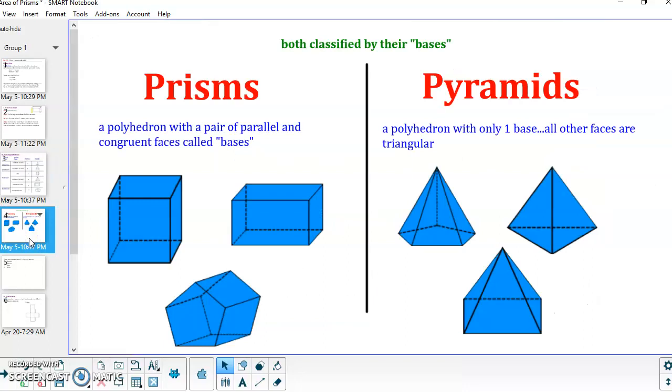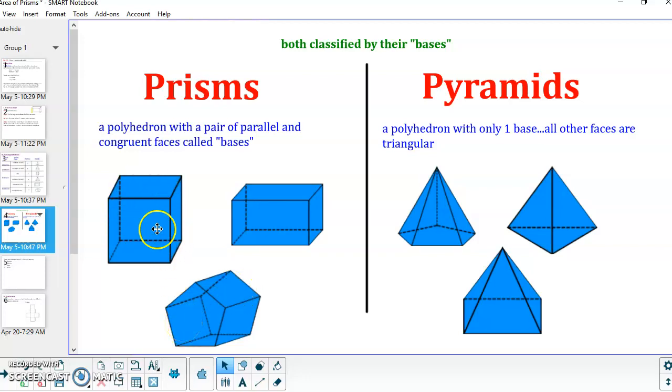Okay, so here's some more prisms and pyramids. So prisms, as I said, a polyhedron with a pair of parallel and congruent faces that we're going to call the bases. So again, we just talked about this pentagon. So this is a pentagonal prism because the two bases are pentagons, and we know that those are my bases because they're parallel. Like these rectangles are not parallel to each other.